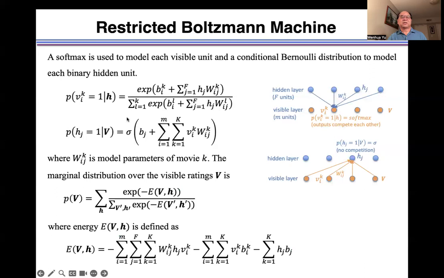A softmax function is used to model each visible unit, and the conditional Bernoulli distribution is used to model each binary hidden unit. Here, Wij is the model parameter of a movie K. The marginal distribution over the visible ratings V is defined as a marginal of a softmax function over H, where the energy function E is defined as the edge energy, and the energy is related to biases BiK and Bj.